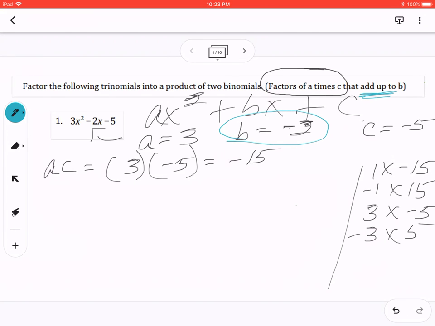1 plus negative 15, not going to do it for you. Negative 1 plus positive 15, also not going to do it for you. 3 plus negative 5 is negative 2. That's the pair that we're going to use. Negative 3 plus positive 5 is positive 2. That's not the b value. We're not going to use that. So the pair of numbers that we're going to be utilizing is 3 and negative 5.